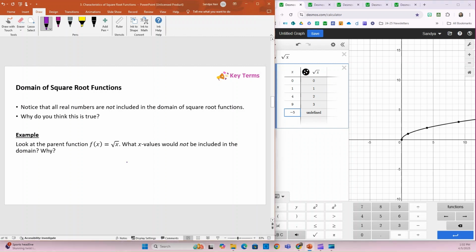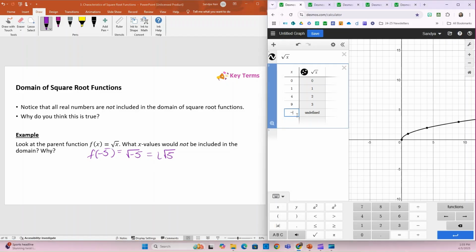So why is the function undefined? If I plug in -5 for x, notice that I get the square root of -5. And remember, back in last semester, we learned that this is equal to i times the square root of 5. So our graph, our coordinate system, only graphs real numbers. So we don't graph imaginary numbers on our coordinate plane. So that's why this function will be undefined at -5. Okay, so that's why square root functions can only include non-negative values of x, because we're not going to be able to take the square root of a negative number and get a real number as a result.